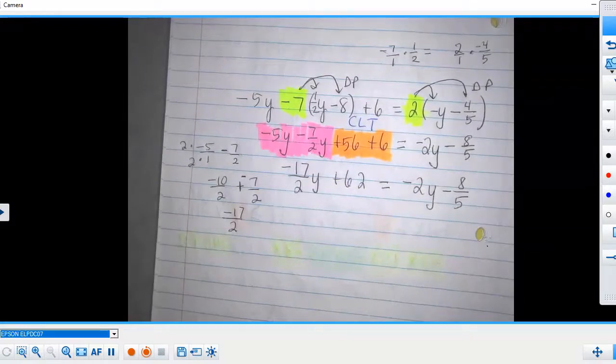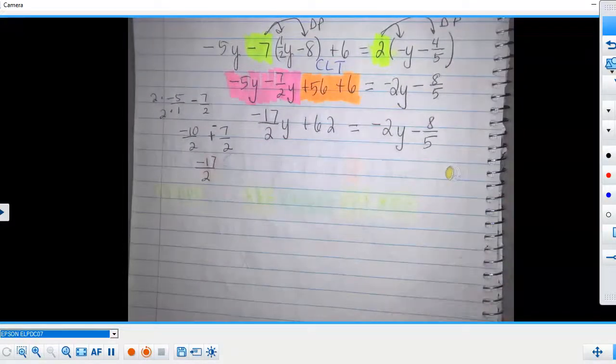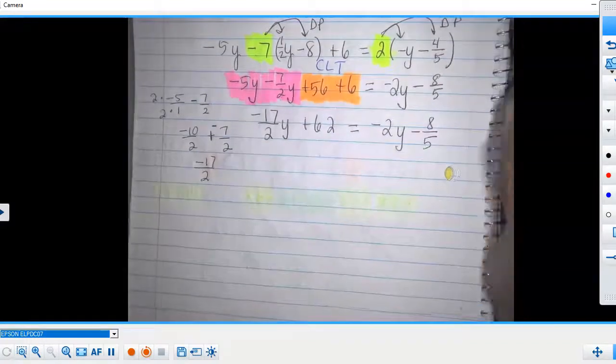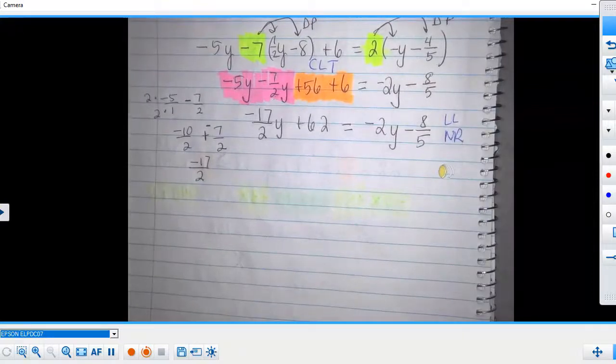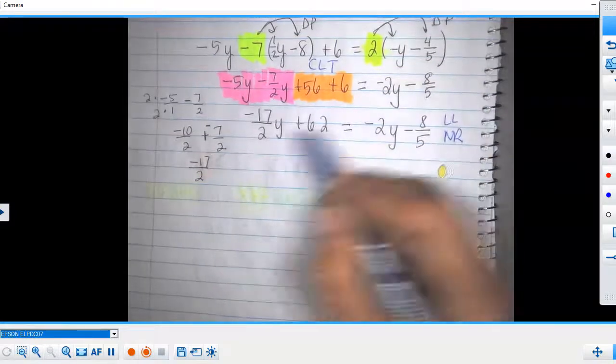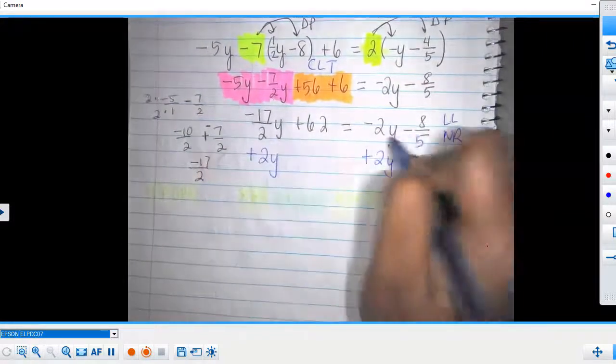Okay, there you go. So now this is where we're going to do letters left, numbers right, because again, we have a variable and a constant, a variable and a constant. So letters left, numbers right. And yes, it's going to be semi-painful because we're dealing with a couple of fractions that are not very clean, but we can do it. So we're going to move this to the left. So we're going to do the inverse operation, add 2y to both sides.